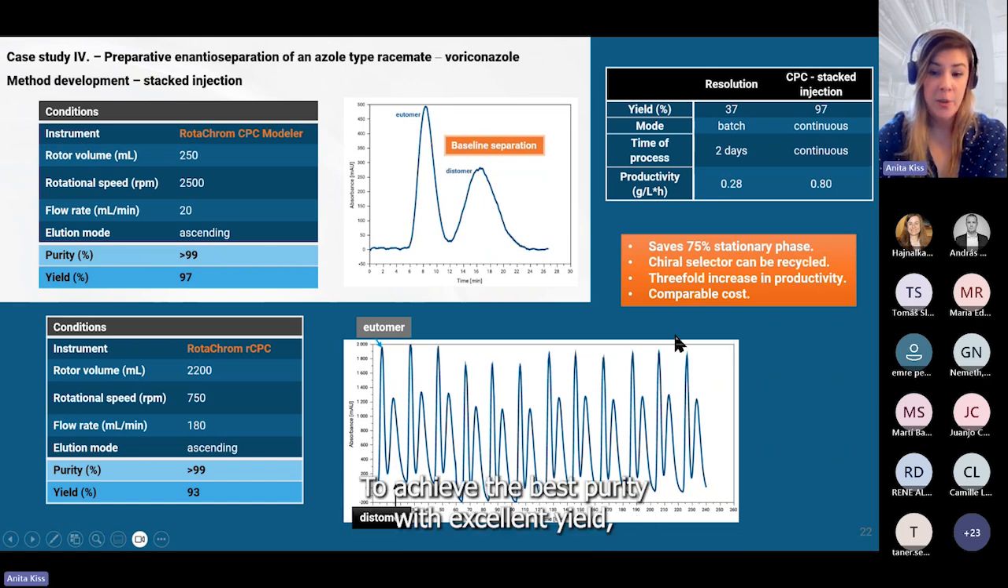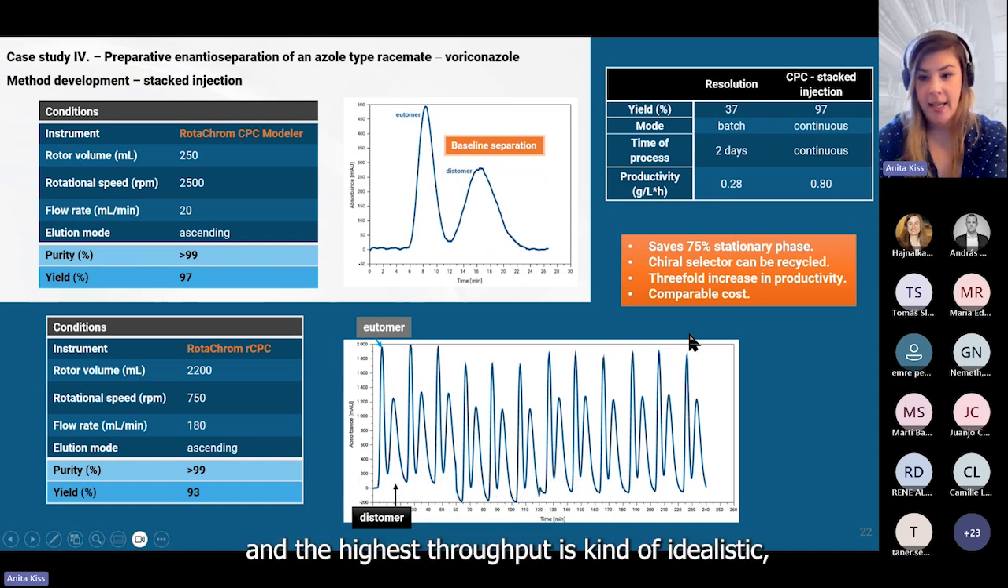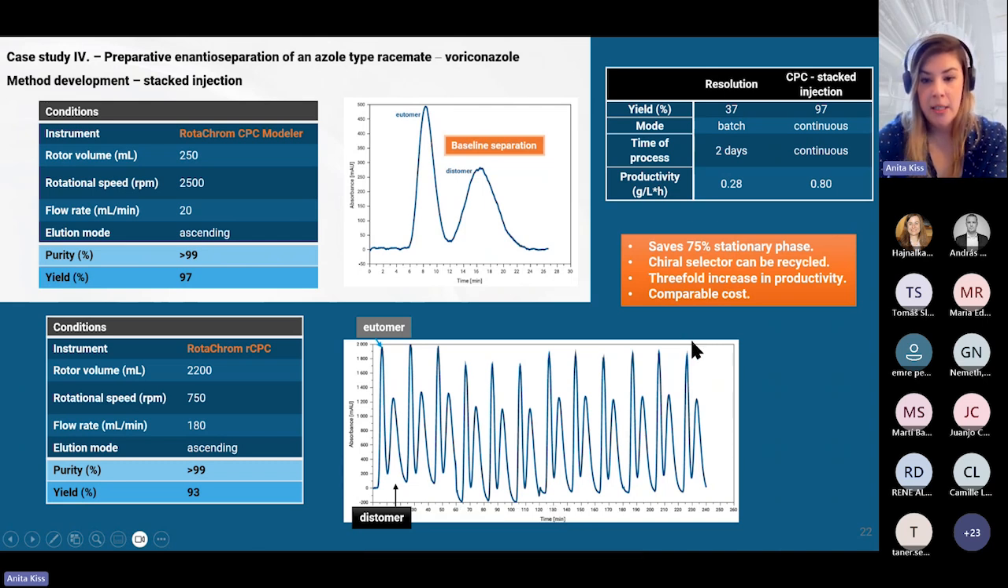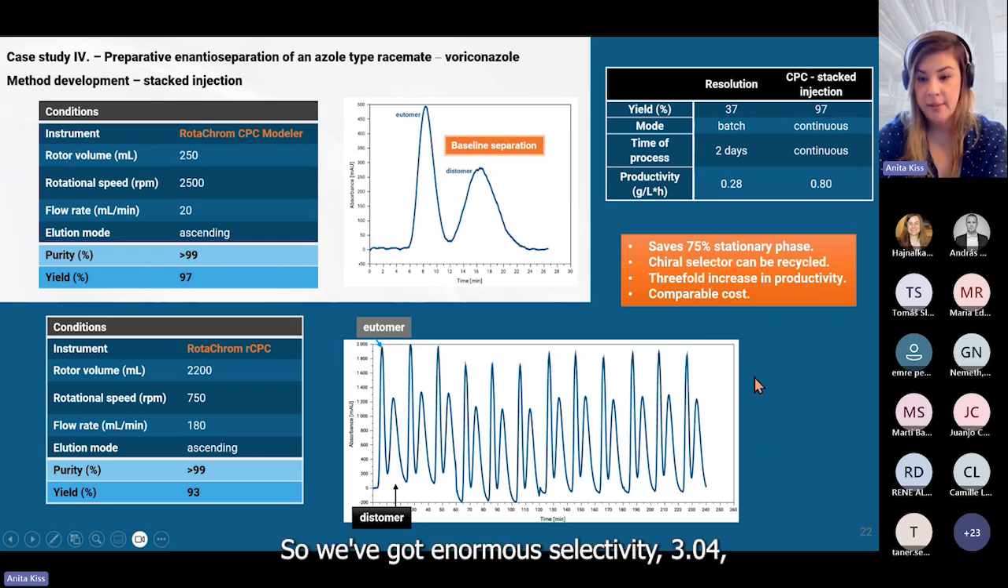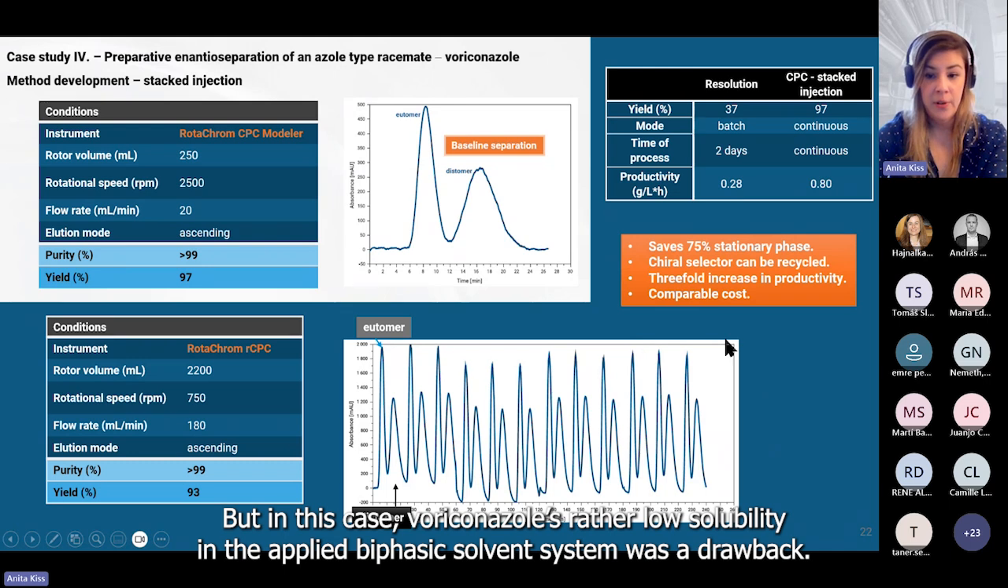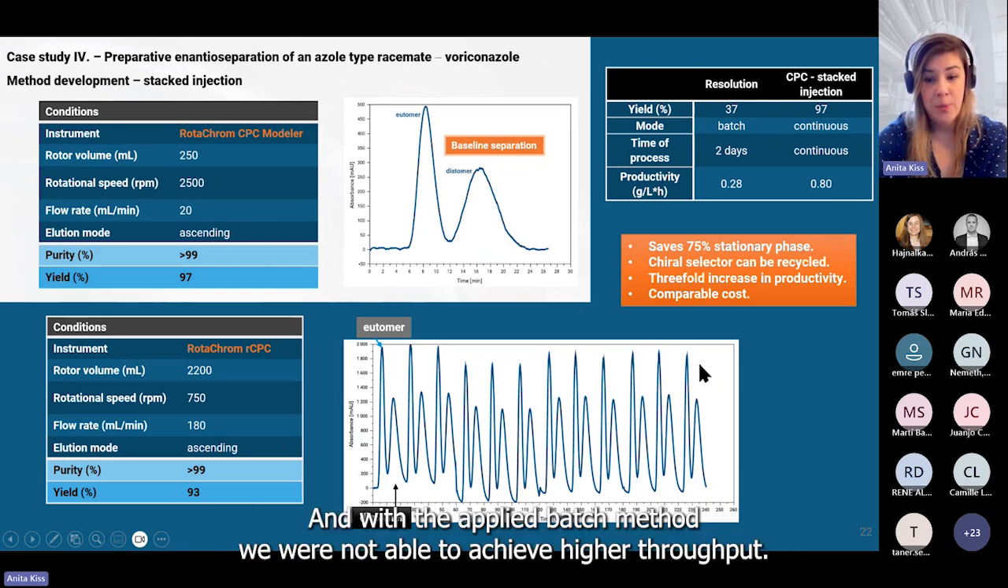To achieve the best purity with the excellent yield and the highest throughput is kind of idealistic, and most often we can never have it all at the same time. And this study proved this theory. So we've got enormous selectivity, 3.0, excellent purity, 99 plus, and good isolated yields. But in this case, voriconazole's rather low solubility in the applied biphasic system was a drawback. And with the applied batch method, we were not able to achieve higher throughput.